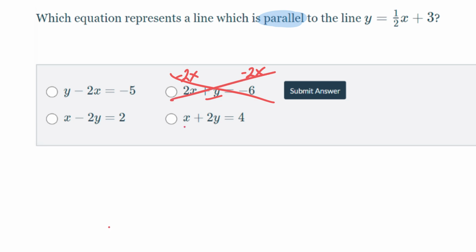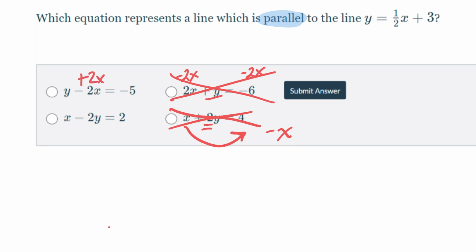Same thing here. I'm going to move the x over to the other side, which would make it negative x, and then I'd be dividing a negative by a positive number. Negative divided by positive is also negative. So I'm going to just mark those out because they do not qualify as answers. So I can just periodically go through these.